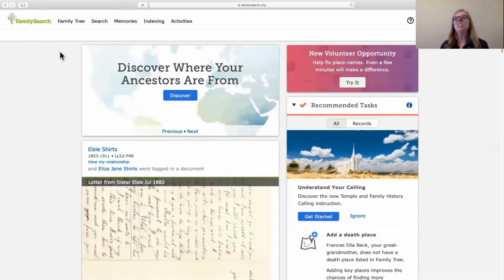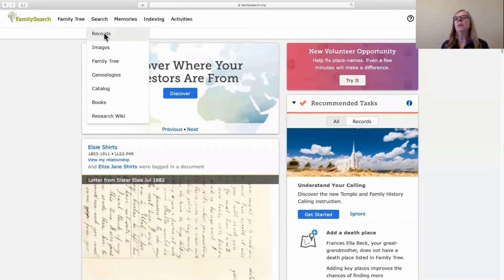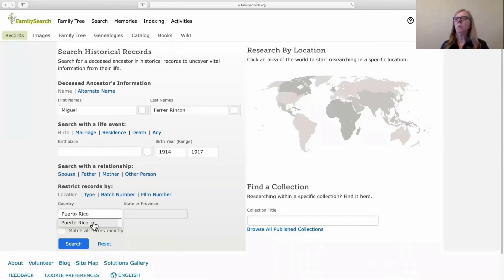So let's do our search. Here I am in FamilySearch.org. I'm going to click on Search and then Records. And now I'm going to enter the name, Miguel Ferrer Rincon. And he was born between 1914 and 1917. And then I'm going to restrict my results by country, and I'm going to put in here Puerto Rico. And I'm going to click on search.